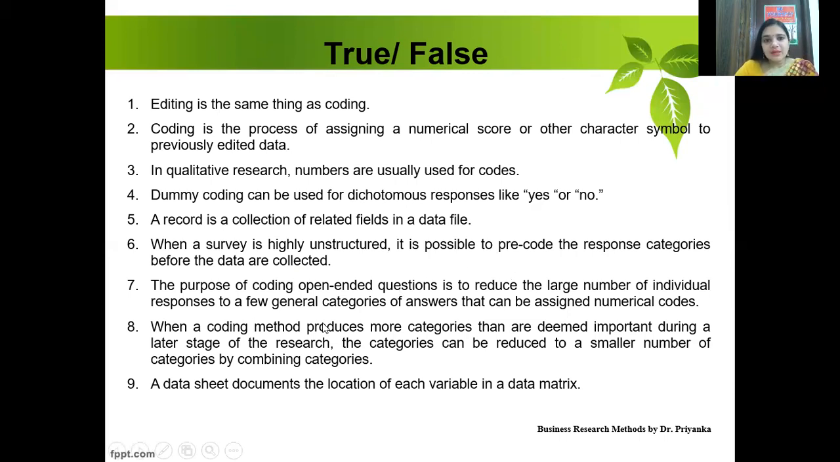Seventh is the purpose of coding open-ended questions is to reduce the large number of individual responses to a few general categories of answers that can be assigned numerical codes. Yes, 100% true. When a coding method produces more categories than are deemed important during the later stage of the research, the categories can be reduced to a smaller number of categories by combining categories. Yes, it is. So it is true. A data sheet documents the location of each variable in a data matrix. Is it? No, it is actually called code book, not the data sheet. So it is false.